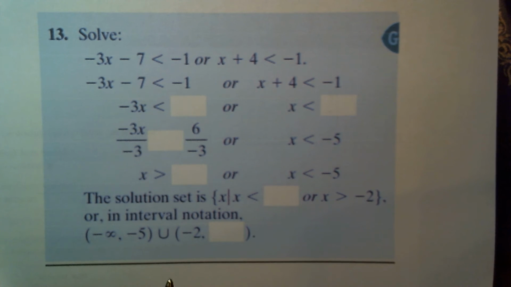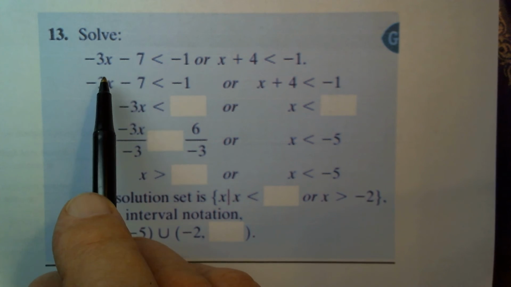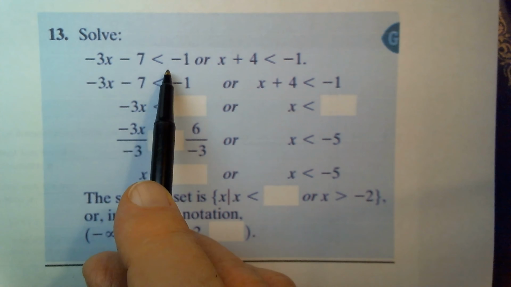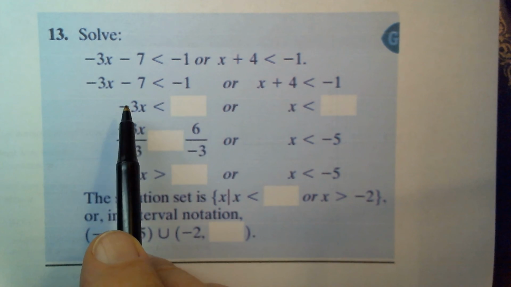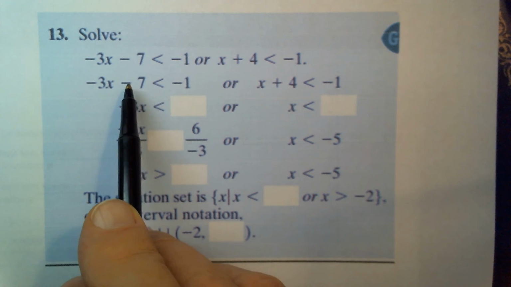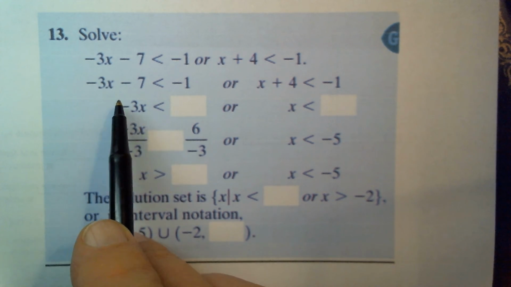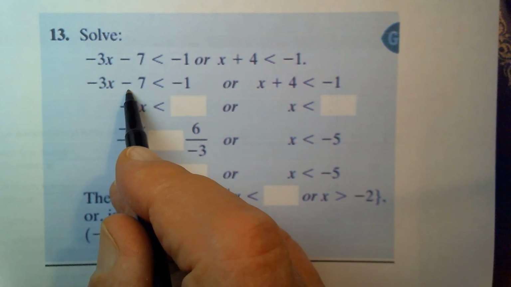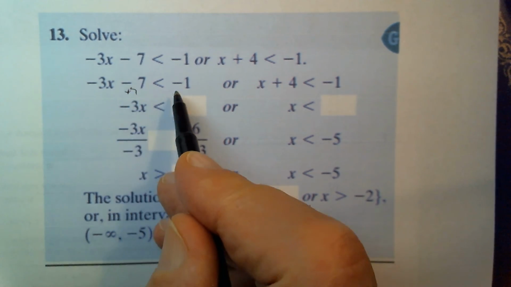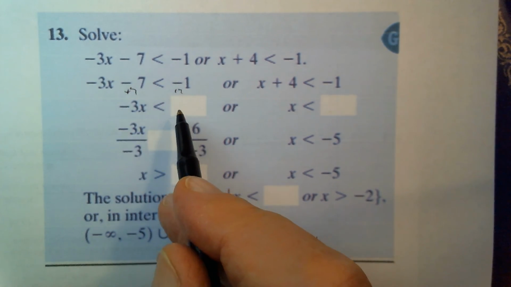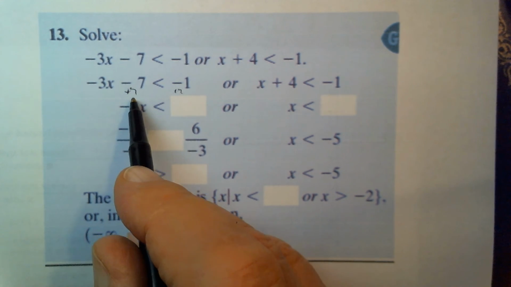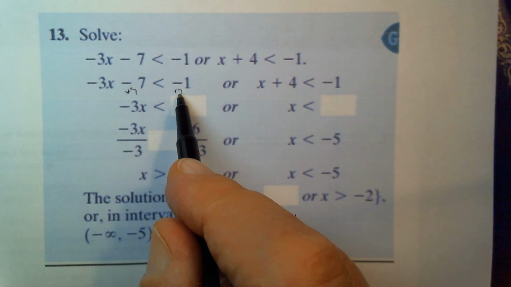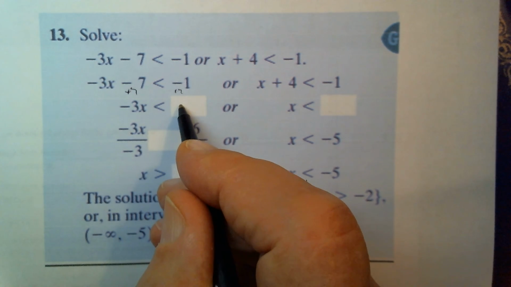Let's look at exercise 13, one of those guided solution ones. So here we have minus 3x minus 7 less than minus 1, or x plus 4 less than minus 1. So to isolate the term minus 3x, we add 7 to both sides, so plus 7 here and plus 7 there. And then, of course, we only have minus 3x because minus 7 plus 7 is 0. And on the right side, we have 7 minus 1, which would be 6.